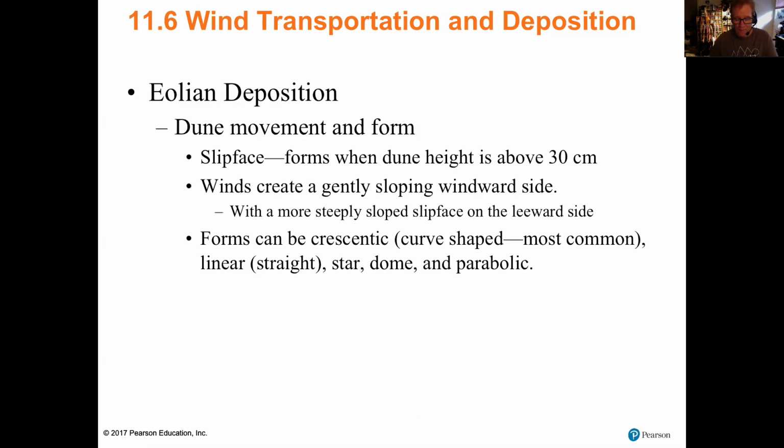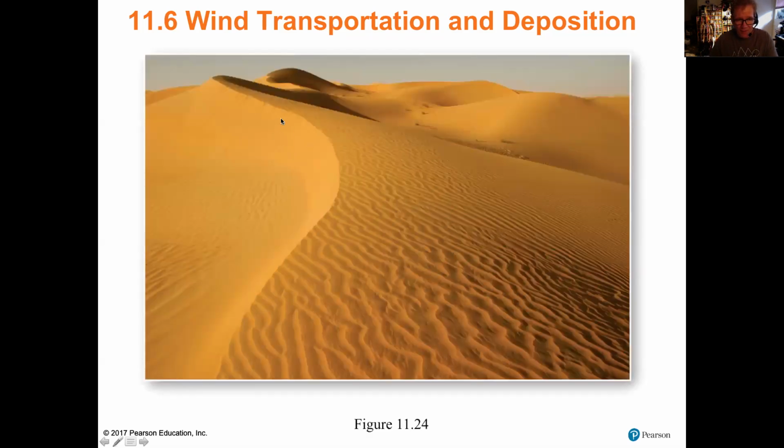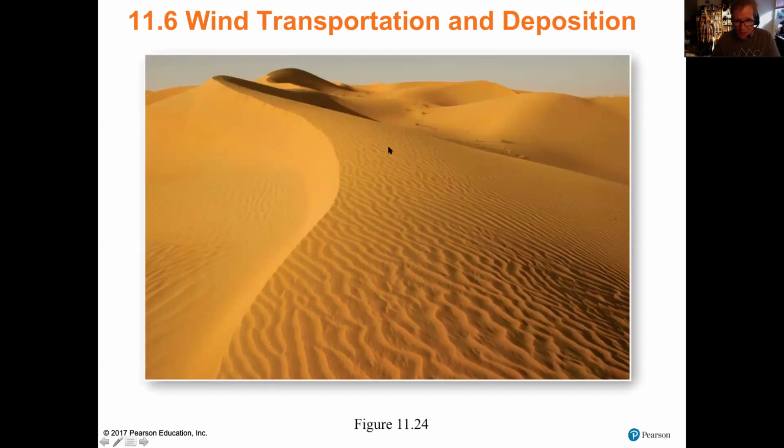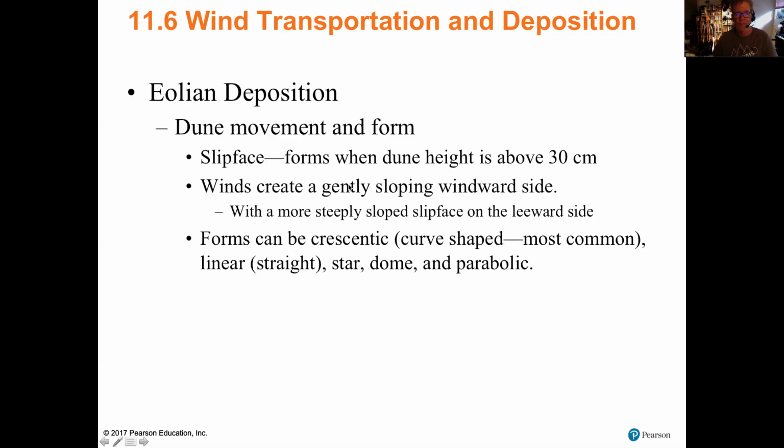So this is the slip face where the sand slides down. That's your slip face, okay, and that's where the dune is at its highest point. So the winds create this gently sloping windward side. Okay, so this is the windward side. Notice it's a more gentle slope. This is the slip face here, more steep. That's the leeward side. And you have these different types of shapes. So again, that's explained in the video in the weekly module.